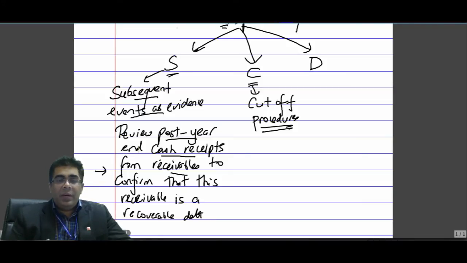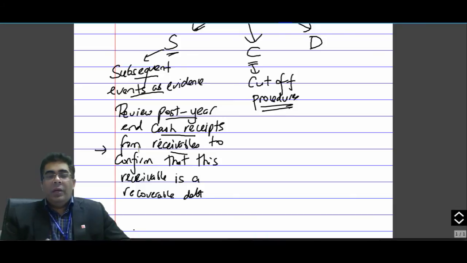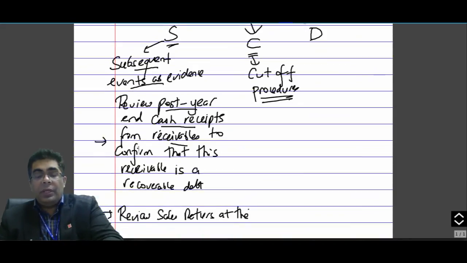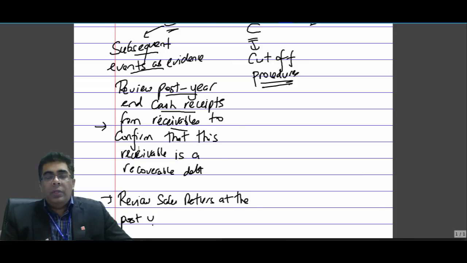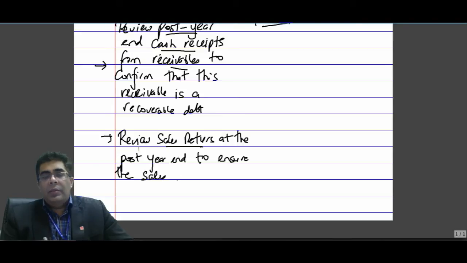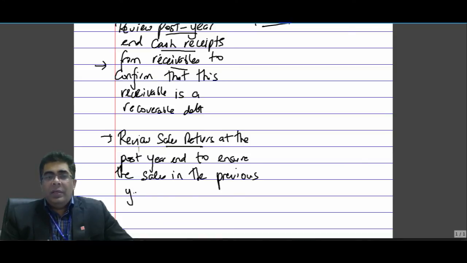One example is whether the receivables are actually paying or not, or whether it is a fake receivable. Another example is sales returns. We would like to review those sales returns at the post year end, to ensure that the sales in the previous year have been reversed.